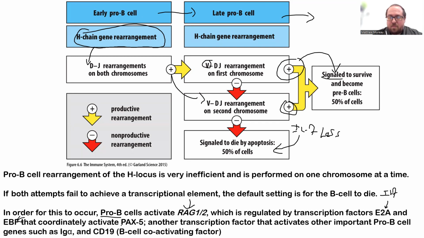They activate a really critical transcription factor for B cells called PAX5. As we'll see later, PAX5 is basically a global transcriptional regulator for B cells that, among other things, is really important for activating the pro-B cell genes immunoglobulin alpha and CD19, which is going to end up becoming the B cell co-activating gene, just like we saw with T cells in their expression of CD28.